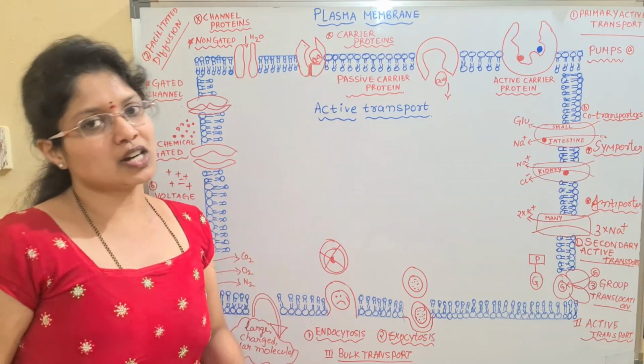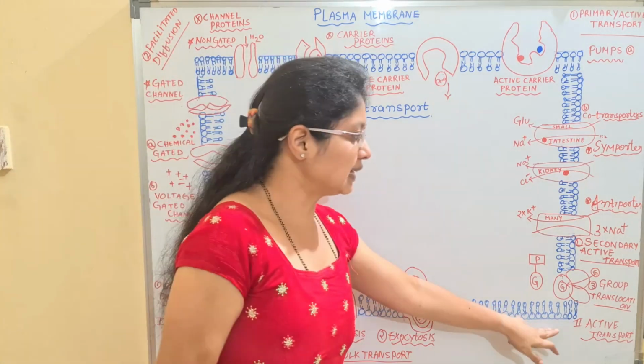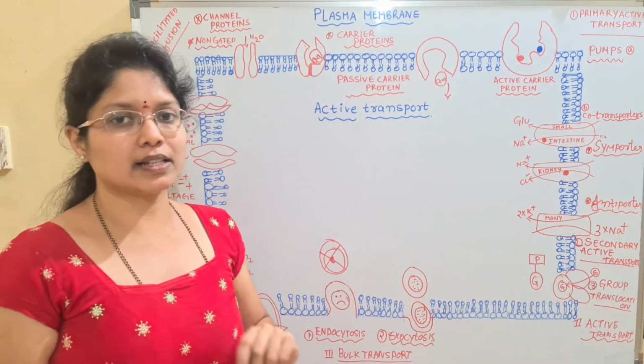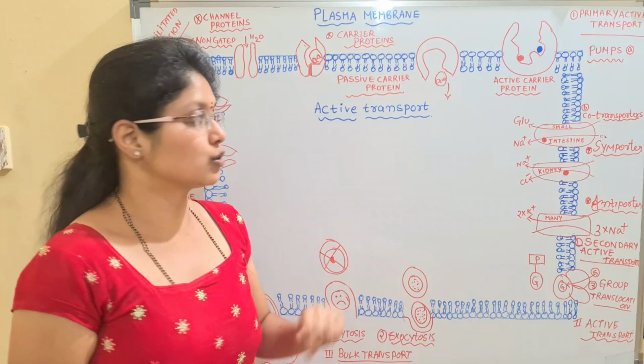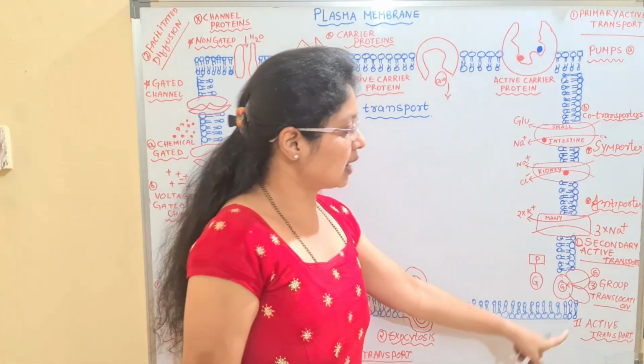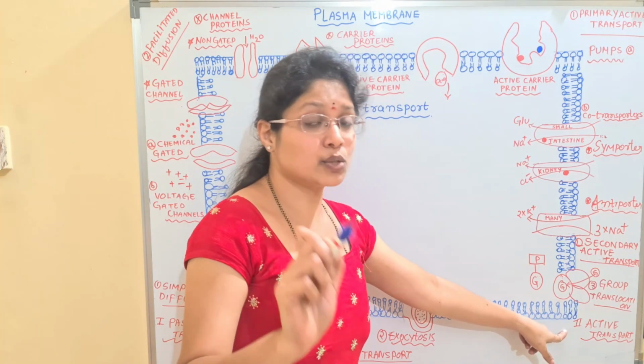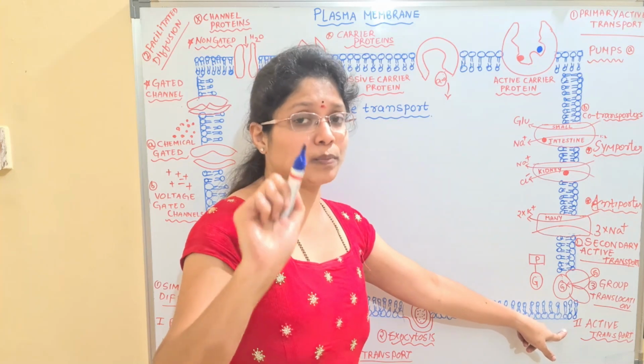So next to passive transport, we have active transport. In active transport, it is categorized into three major groups, right? So first, I have given here, under active transport, Roman number 2. Under this we have three categories to be discussed.